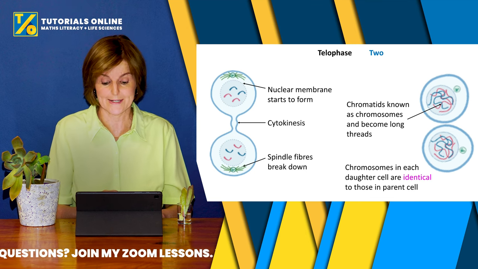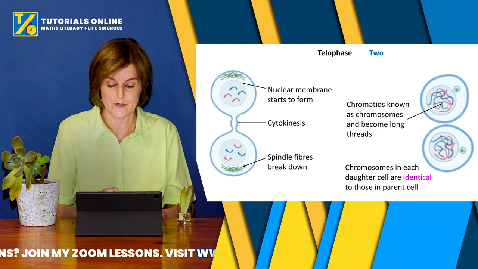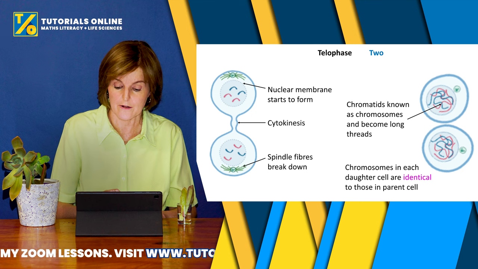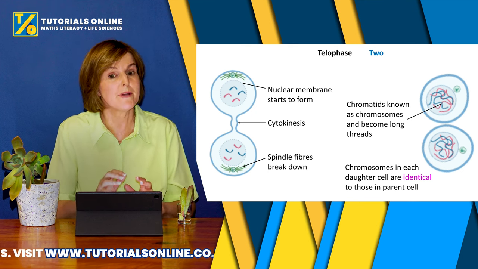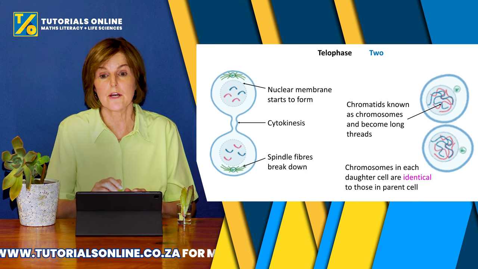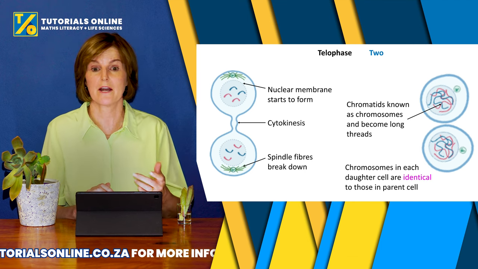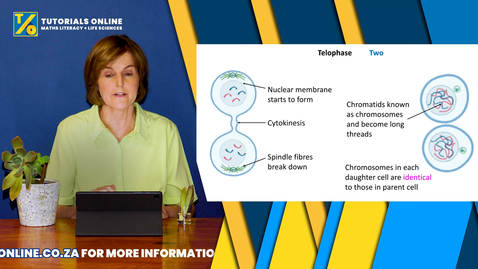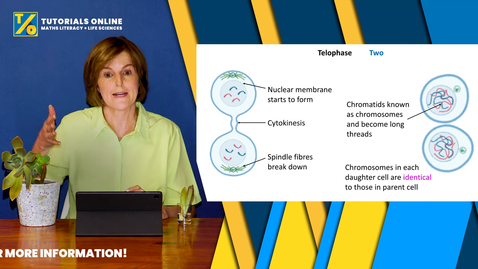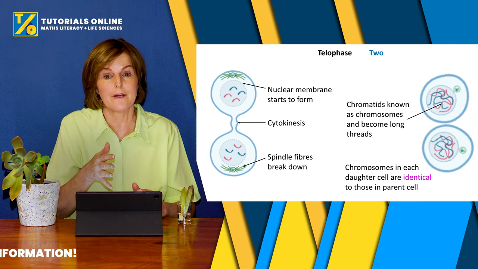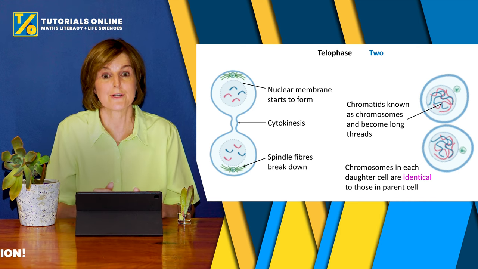Very, very important point at the bottom of the screen. It says chromosomes in each daughter cell are identical to the parent cell. You want them to be identical. You don't want your skin suddenly to become dog hair or something weird like that. It must be identical. And you don't want this plant to look any different. It must look the same. You want the chromosome number to stay the same.